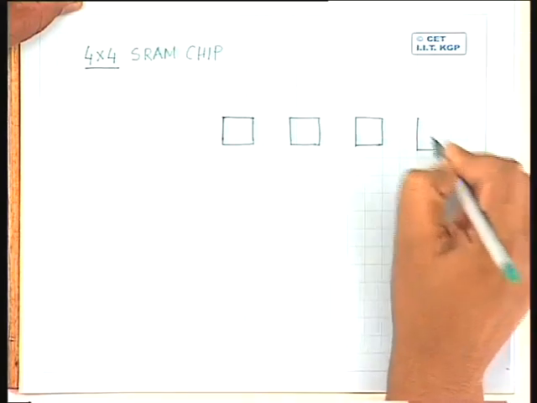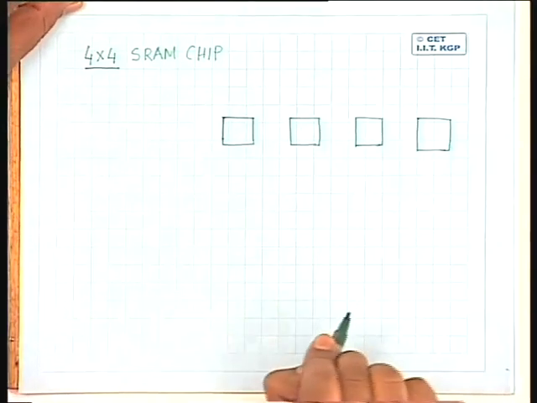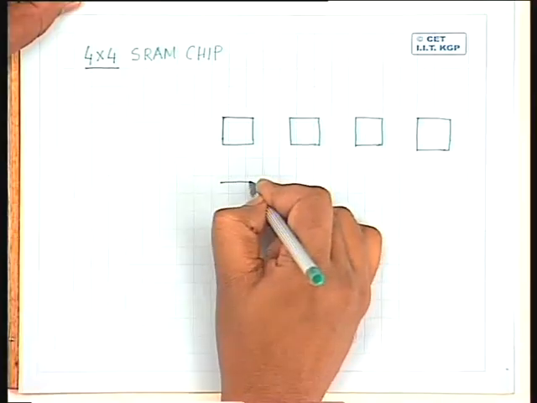So remember that each of these cells will have those 4 signals: select input, read write bar input, data in input, and data out output. So there.